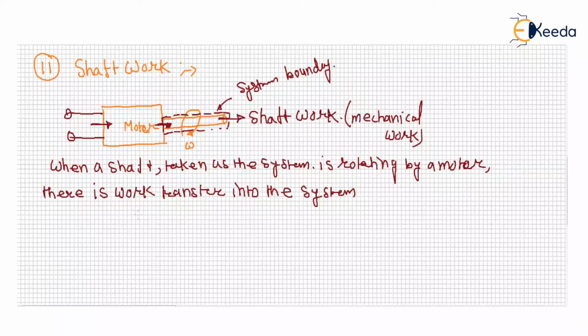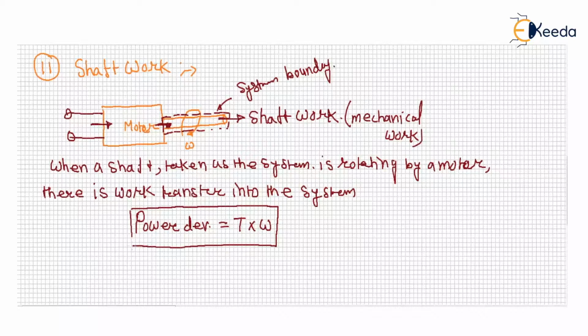So what is the power developed by the shaft? Power developed is equal to torque times omega, the angular velocity. This is the power developed by the shaft, T into omega. Right? Thank you.